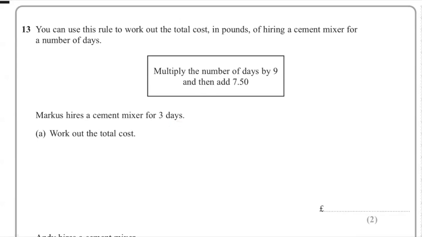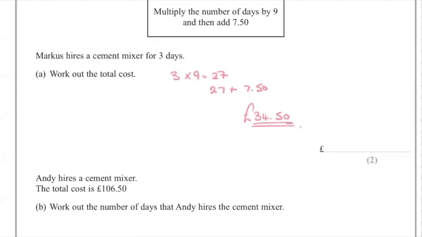So if we're hiring it for 3 days, we're going to be doing 3 times 9, which is 27, and then add on your £7.50. £34.50 is your answer. So Andy hires the cement mixer and the total cost is £106.50.